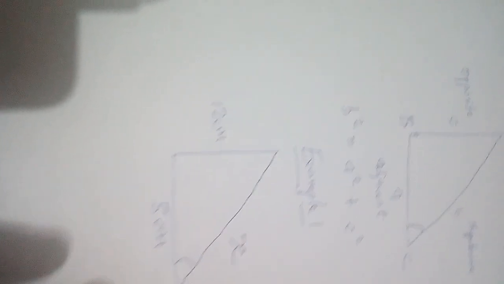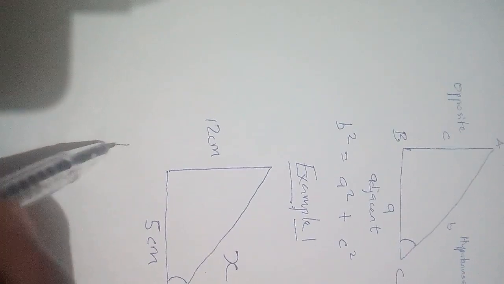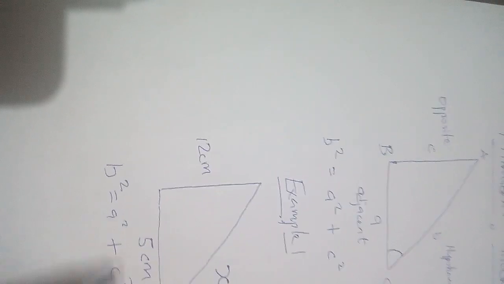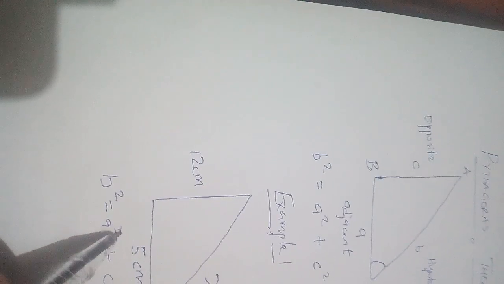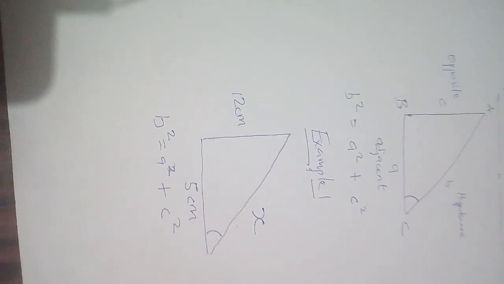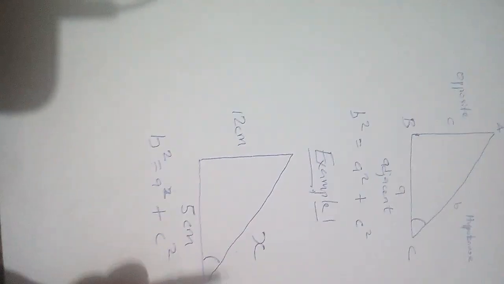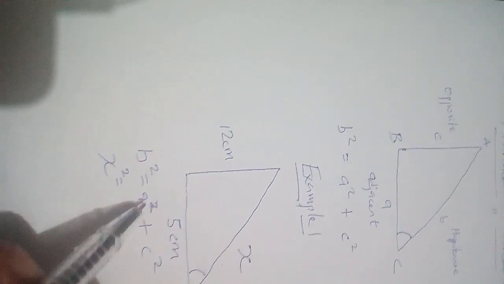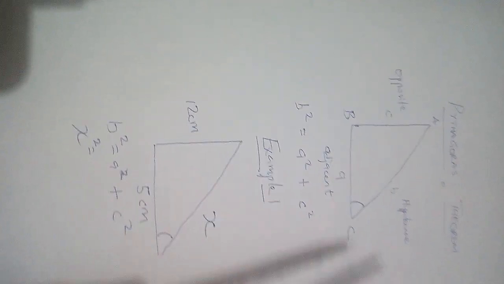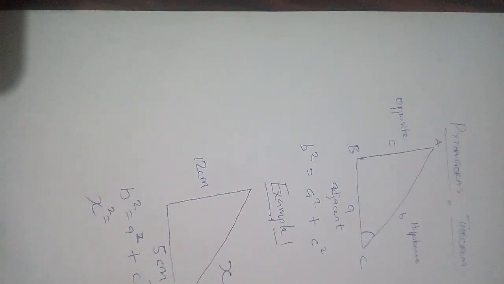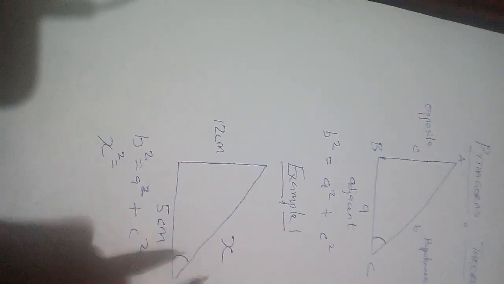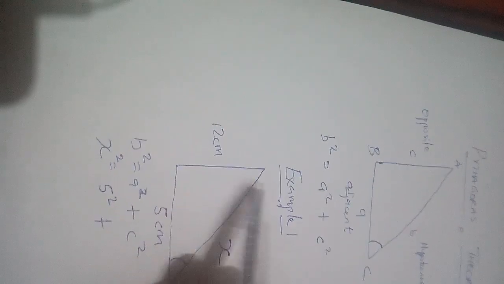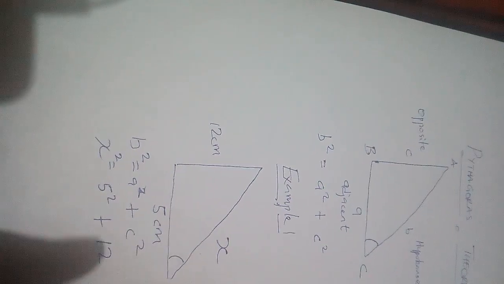So according to our formula for Pythagoras theorem, which tells us that b square is equal to a square plus c square, right? B square here is our x. So this becomes x square equals a square here. Look at it. Can you see? A square here is our 5 square, 5 cm square, plus c square is our 12 square.